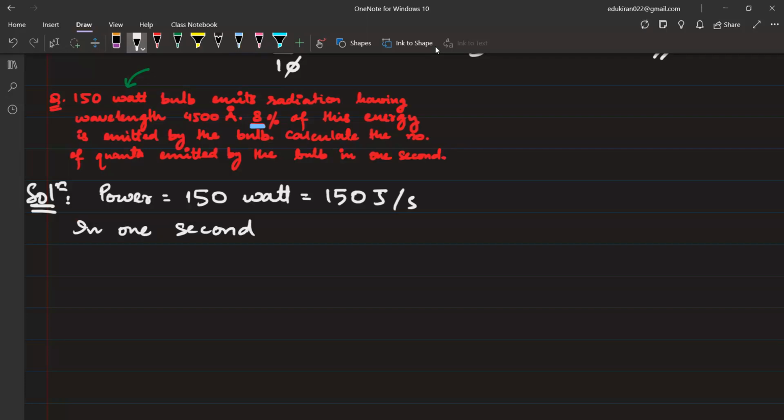All of you understood the second line? Yes or no? Please tell me, 8% of this energy is emitted by the bulb, right? Yes, sir. So now you have to calculate 8% of 150. In 1 second, the actual energy that is emitted will be equal to 150 multiplied by 8%, which means 8 upon 100. I can cancel both of these terms, and then I can cancel this by 2, this by 3, and this by 4. I hope all of you saw this.